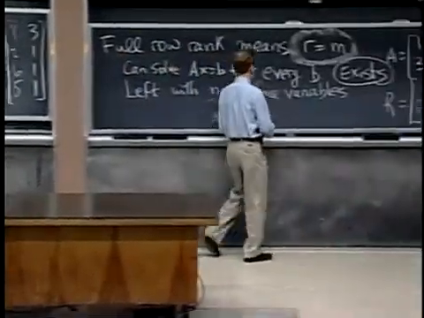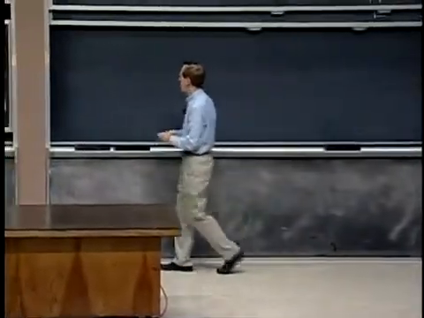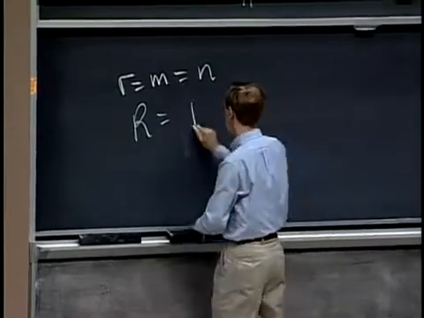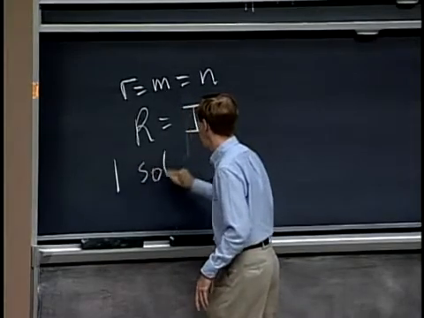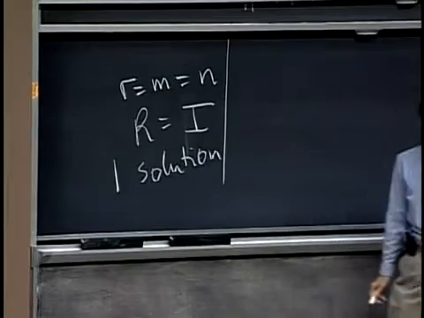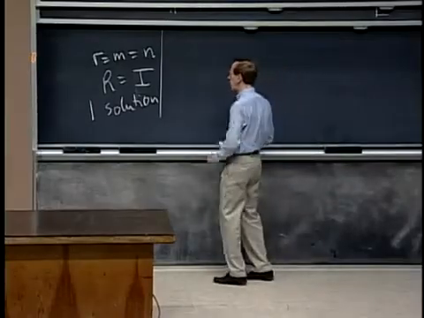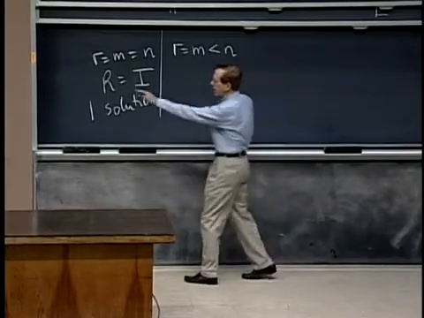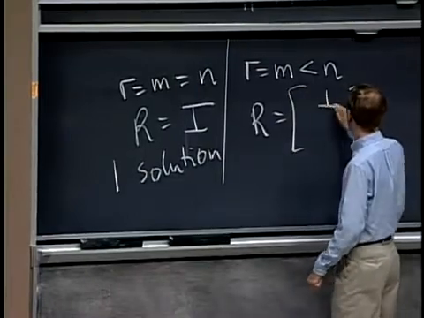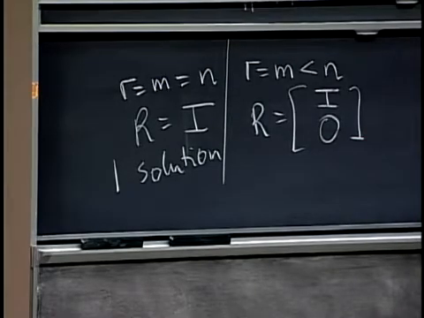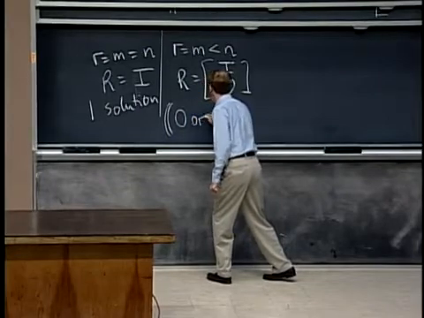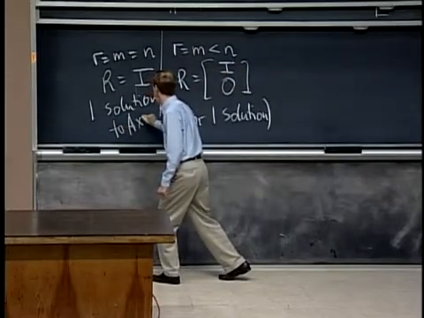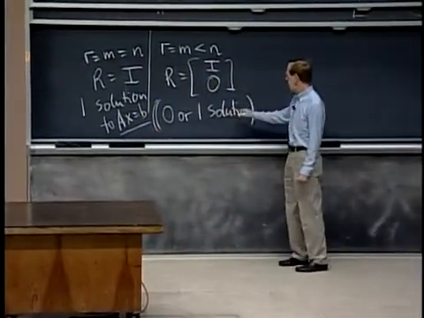Let me summarize the whole picture here. I could have r equal m equal n. This is the case where R is the identity matrix, and this is the case where there's one solution. That's the square invertible chapter 2 case. Now we're into chapter 3. We could have r equal m smaller than n. That's what we had over there, and the row echelon form looked like the identity with some 0 rows. And that was the case where there are 0 or 1 solution, when I say solution, I mean to Ax equal b. So this case, there's always 1. This case, there's 0 or 1.